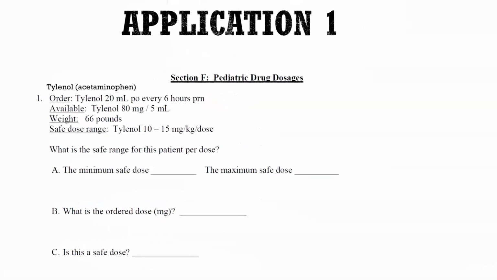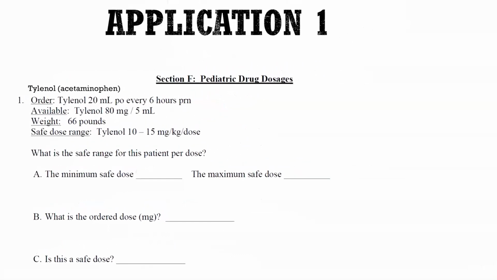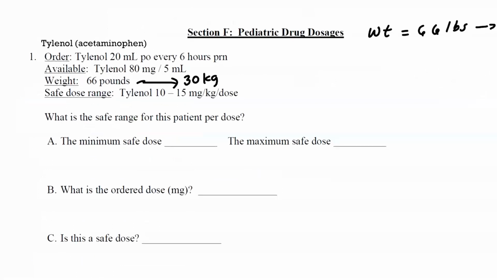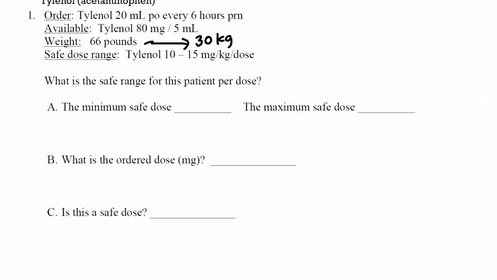So application number 1. So we have Tylenol or acetaminophen 20 ml PO every 6 hours PRN. And this is our available Tylenol 80 milligrams in 5 ml, and the weight is 66 pounds, right? The first thing we need to do is figure out the weight, right? So it comes in pounds, we need to convert it to kilograms. So 66 pounds, we divide it by 2.2, and our answer is 30 kilograms. 66 pounds is 30 kilograms.